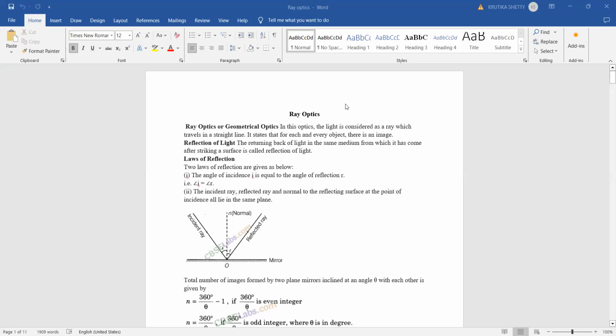Hello students, our next topic is ray optics. In this ray optics, we are going to discuss some of the phenomena, like what is the reflection of light, what are the laws of reflection of light. Then we have mirrors and lenses, and mirror formulas. Telescope, optical instruments. We will discuss all these points.